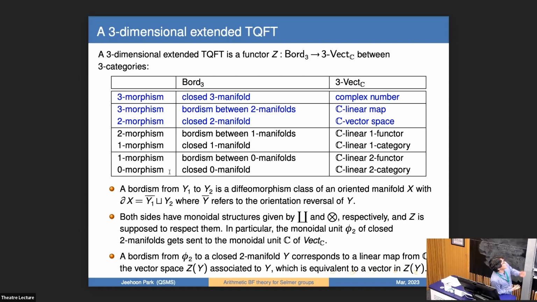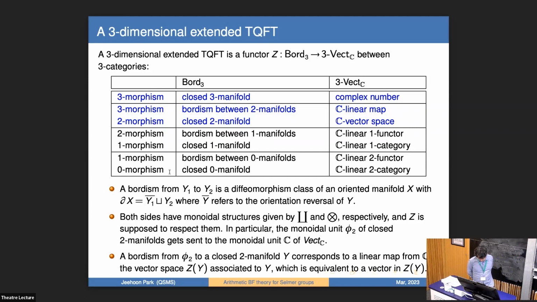And there's a Bordism category: for a closed two-manifold, you associate a certain Hilbert space. And for a Bordism between two manifolds, like a diffeomorphism class of oriented manifold X with boundary Y1 bar and Y2, this X is called a Bordism. Then you get a C-linear map from the vector spaces attached to the boundary of those two manifolds. And then there are further things like two-morphisms and one-morphisms. I think it's very successful.